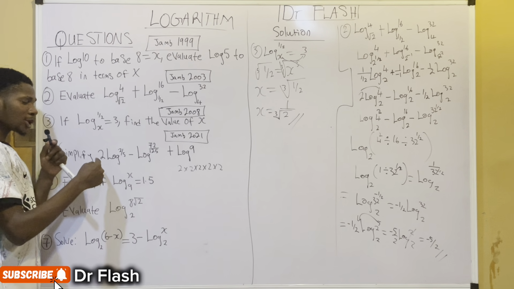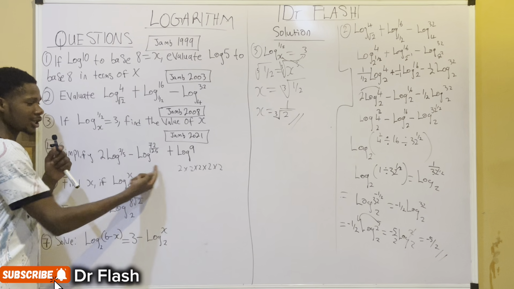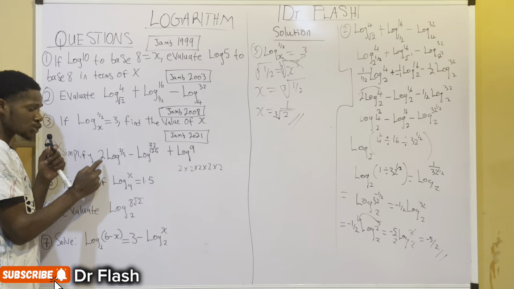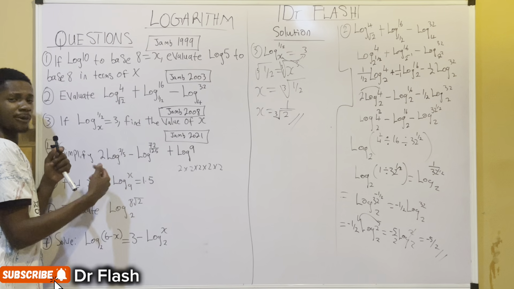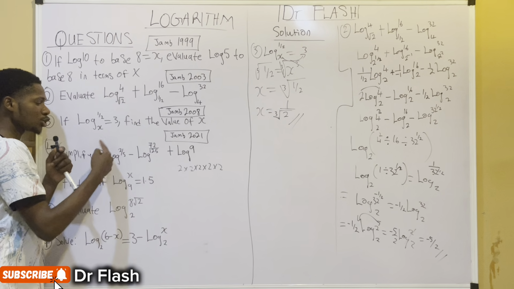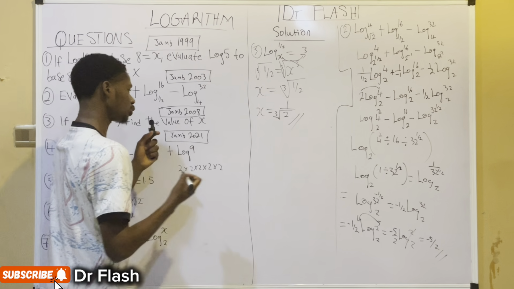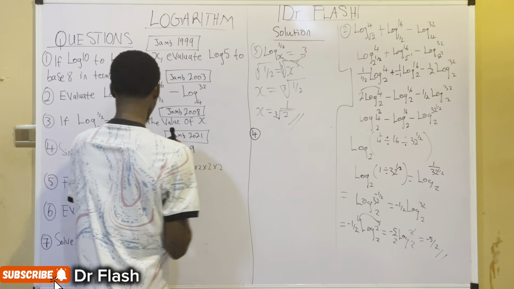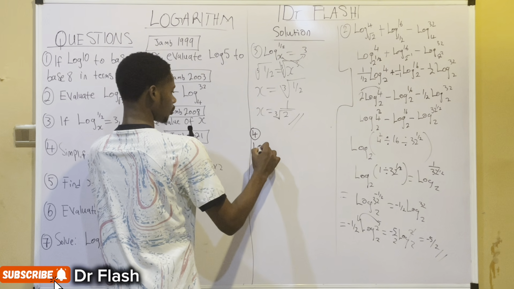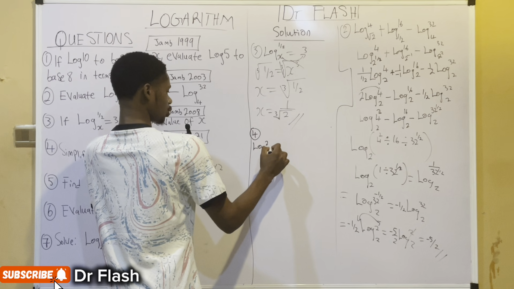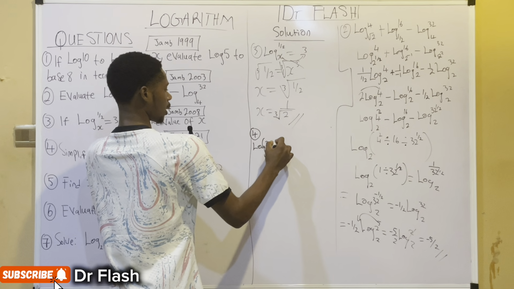Now remember, we want to pick a single log since they do not have the same base, but we cannot do that because of this 2 in front. We must first bring this back to this point before we can combine. So for question 4, I'm going to do it directly. We're going to take the 2 to the top. That becomes log 2 over 5 all squared.